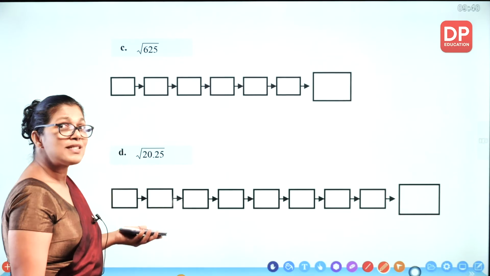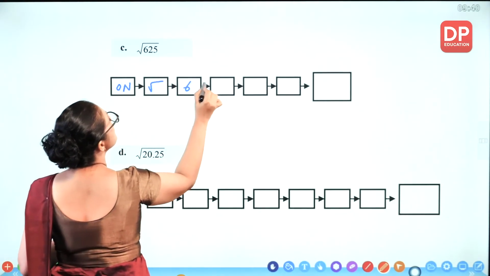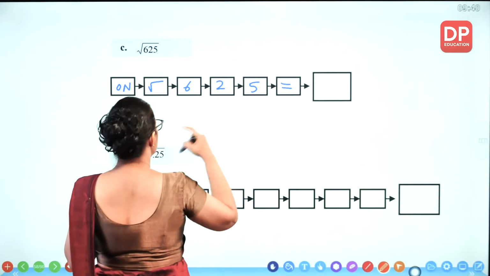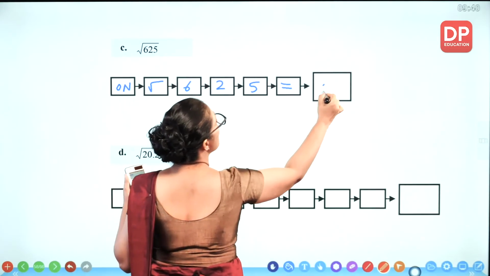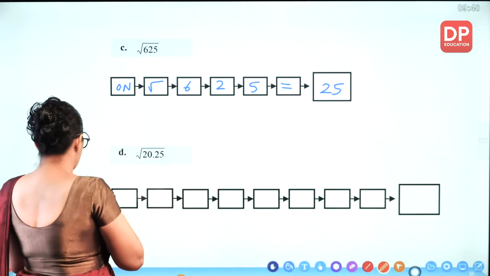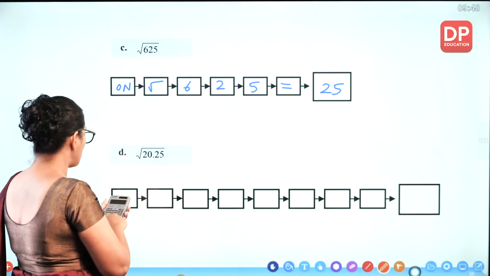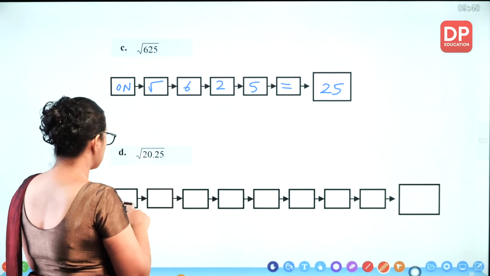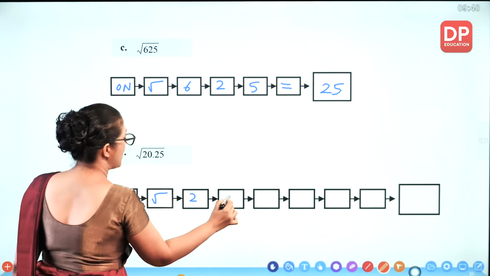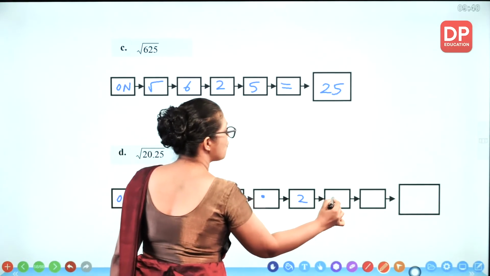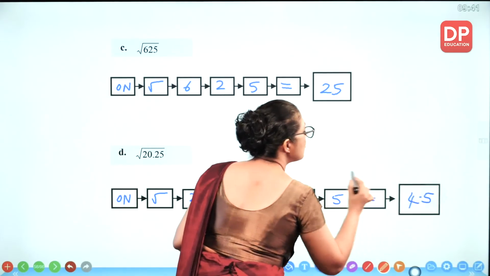Square root of 625 is 25. So we'll do that, square root of 625. So square root of 625 is 25. This one, square root of 20.25, you get 4.5. So how do you do that? Square root of 20.25 equals 4.5.